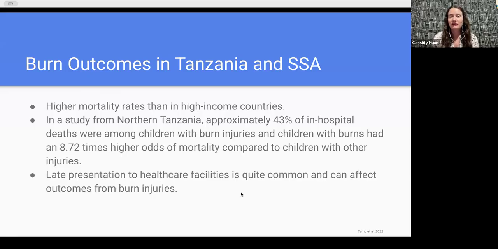A common theme that has also been described in some of the literature is quite late presentation to healthcare facilities when a burn injury occurs. In one study, they found that almost 80+% of patients that had a burn injury sought care at a healthcare facility greater than 24 hours after the initial injury.